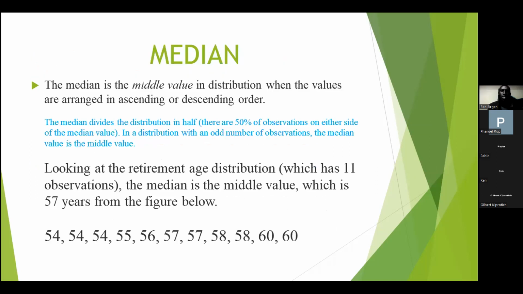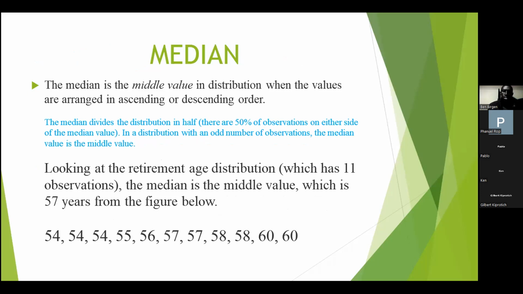The second measure of central tendency is the median. Median is the middle value in a distribution when the values are arranged in ascending or descending order. One condition for the median is that the data must be arranged in ascending order, from the smallest to the largest. The median is the 50% of observations, the one that is in the middle.